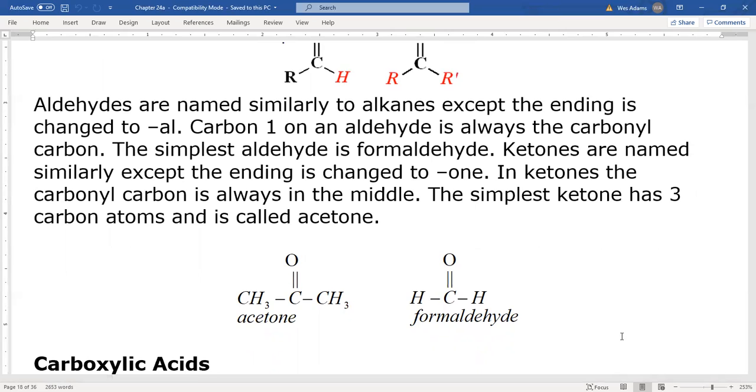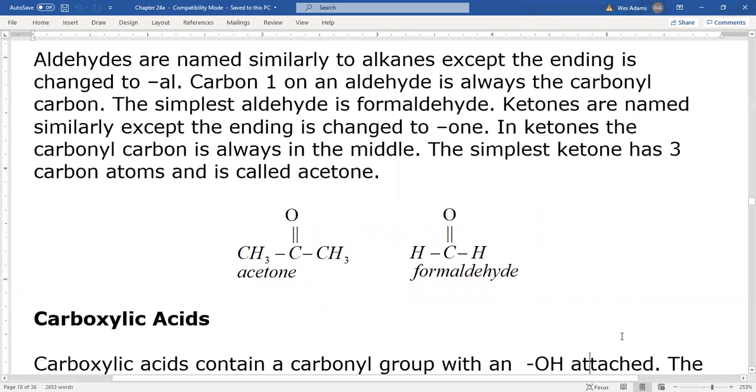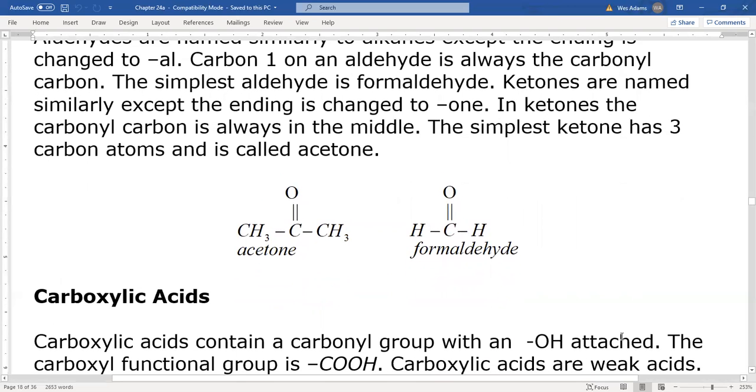Those are actually pretty commonly encountered. Formaldehyde is formerly used as embalming fluid, or at least a solution of it.